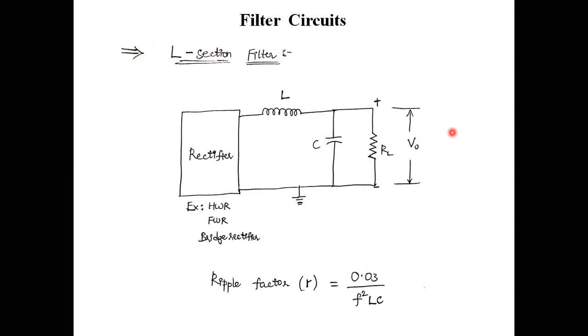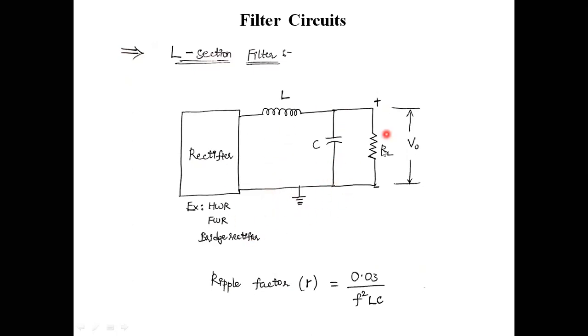In this way, inductor L is connected, and capacitance C is connected in parallel. The capacitor and load resistance are connected, and V naught is taken. In this rectifier circuit, the inductance L is connected in series, and both the capacitor and load resistance are connected in parallel here.